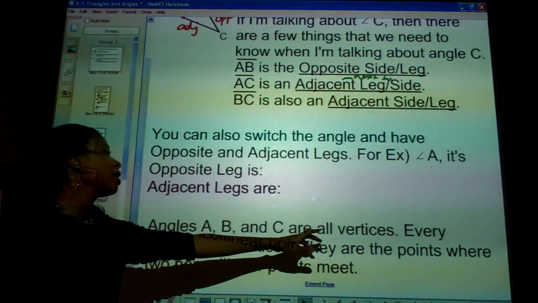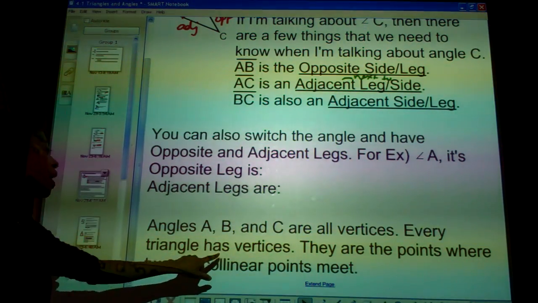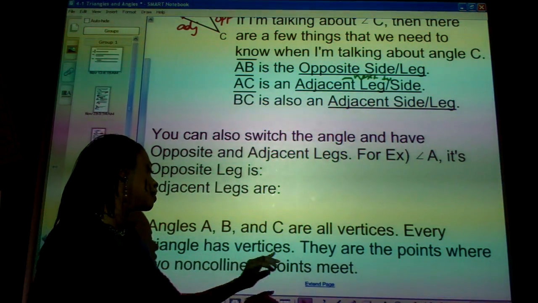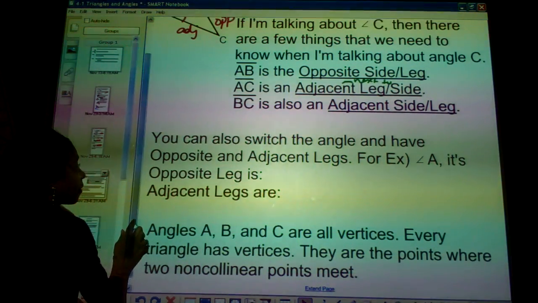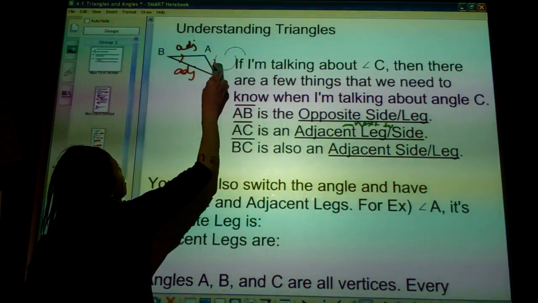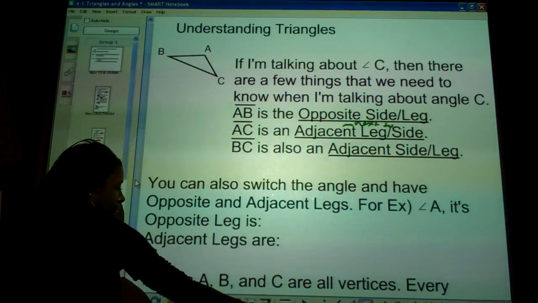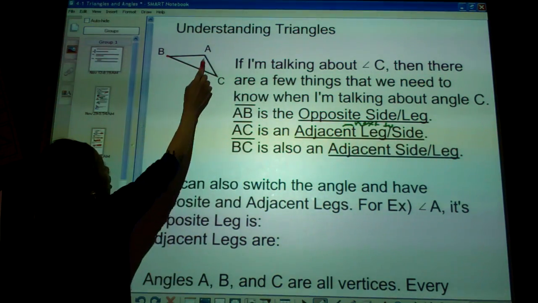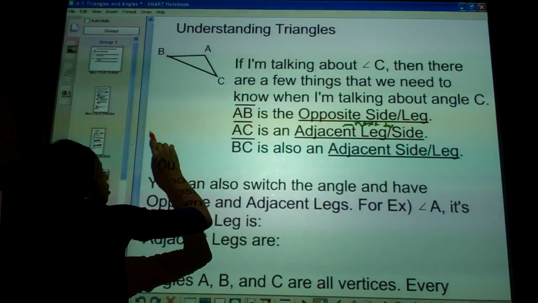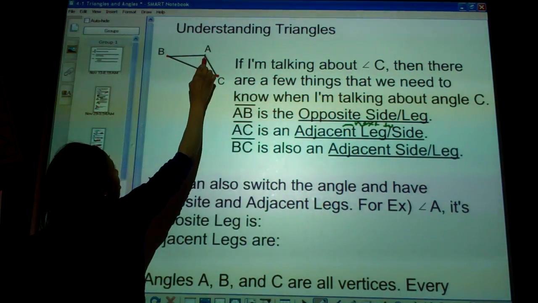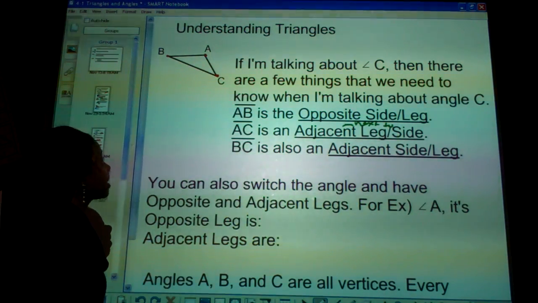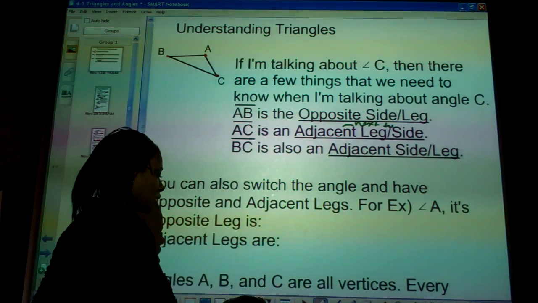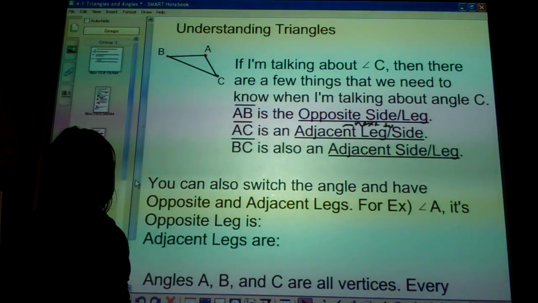Now, angles A, B, and C are all vertices. Every triangle has vertices. They are points where two non-collinear sides meet. So here, let me erase this as if it were a new triangle. This point here is a vertex. These two sides connect at a vertex. I have a vertex here and a vertex there. Each one individually is called a vertex. When I have the plural, it's called vertices. Vertices. Okay?